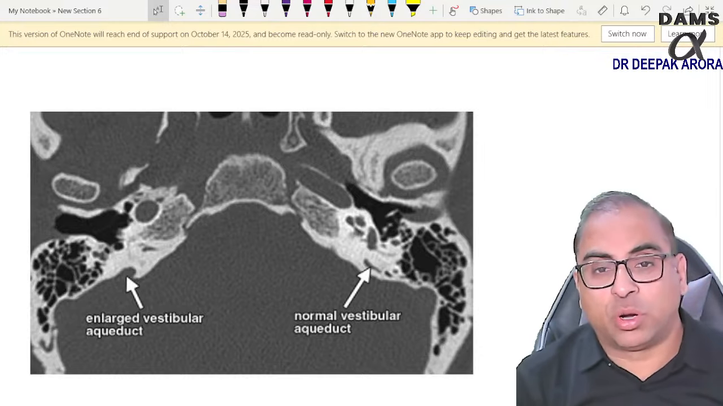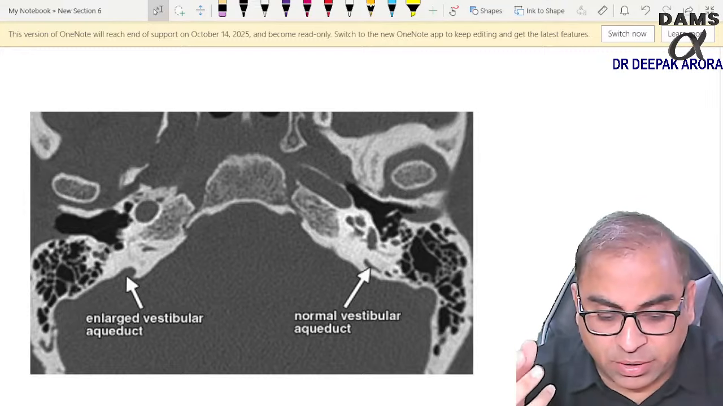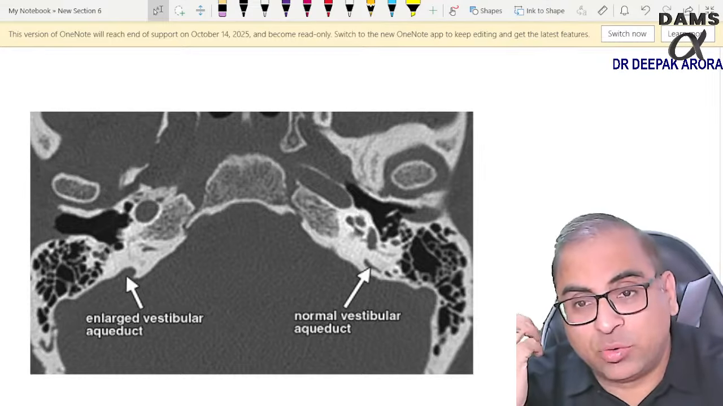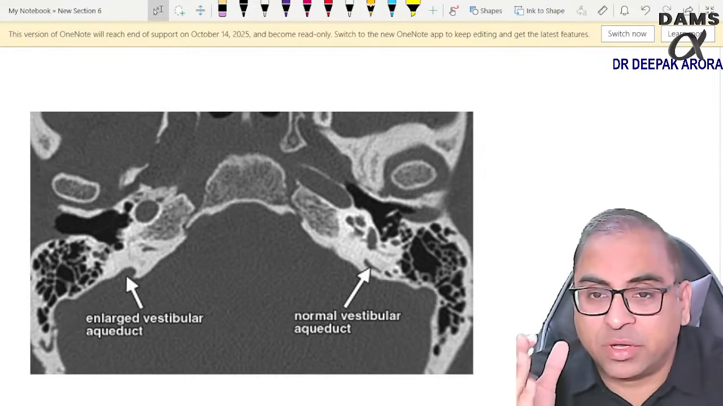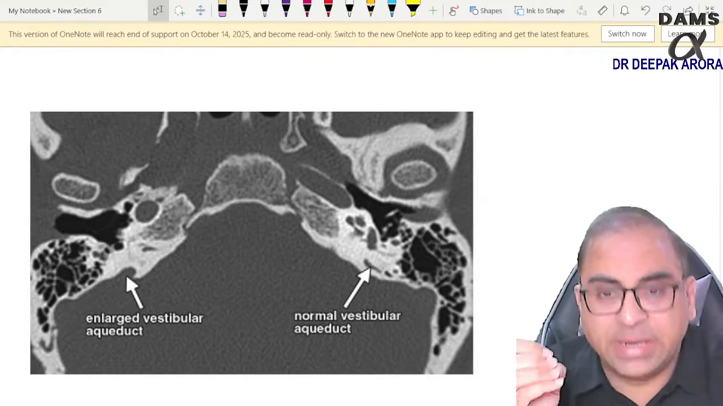I am showing you a normal aqueduct on one side. On the other side, it is a dilated aqueduct. What is the aqueduct? The aqueduct is a communication between the bony part of the inner ear and the subarachnoid space, that is your CSF. It is responsible for perilymph secretion.